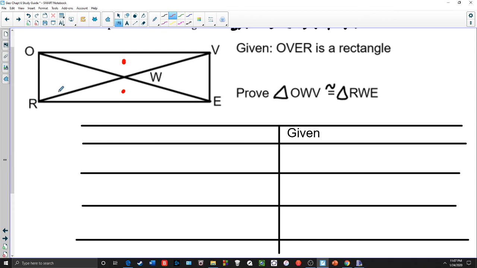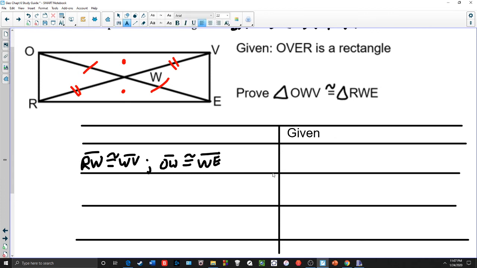But what I do know about a rectangle is that the diagonals cut each other in half, right? So in a rectangle, this half of the diagonal should be equal to this half of the diagonal, and vice versa. That gives me two sides right away, so that's probably something I really want to go with. So I probably want to say that RW, the lower half, is congruent to WV, the upper half. And I also want to say, for the same reason, that OW, the upper half, is congruent to WE, the lower half.